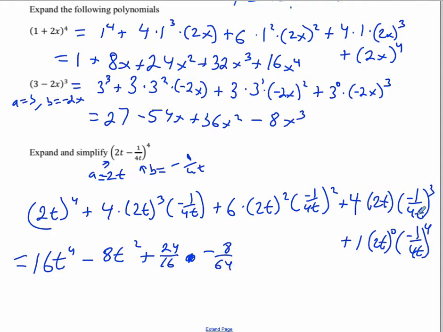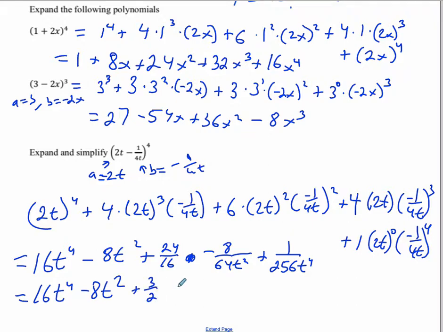This is going to be t divided by t cubed. This is going to have a t squared in the denominator. And here it's going to be plus, and this is 1 over 4 to the power of 4 is 256t to the power of 4. And we can simplify these fractions a bit. 16t to the power of 4 minus 8t squared. This is going to be, let's divide by 8, we got 3 over 2. This is 1 over 8t squared, and this one stays the same, 256t to the power of 4.